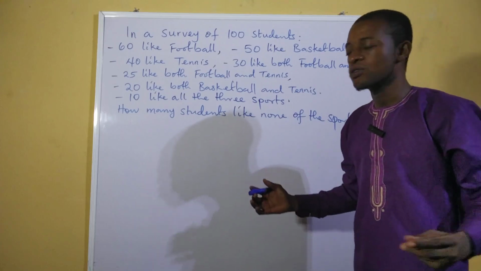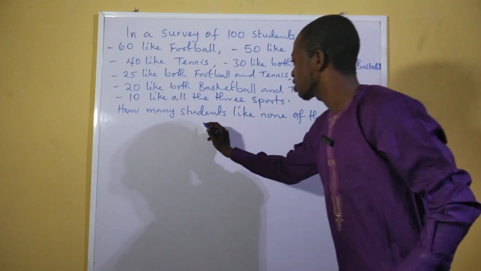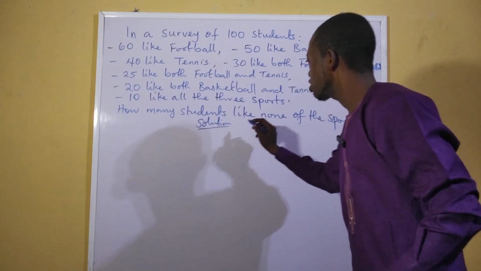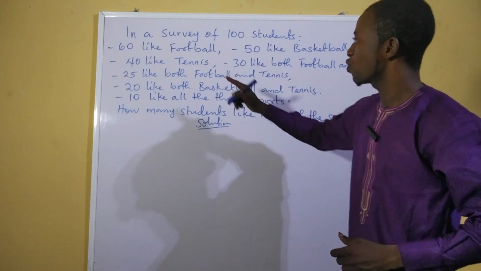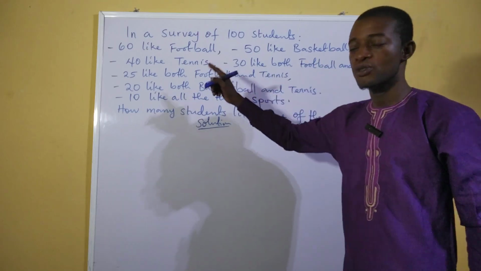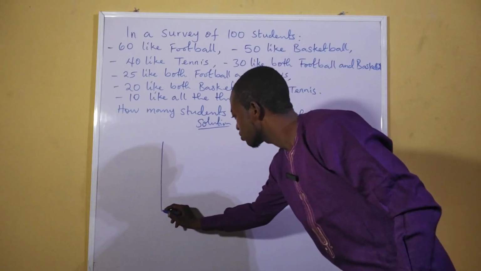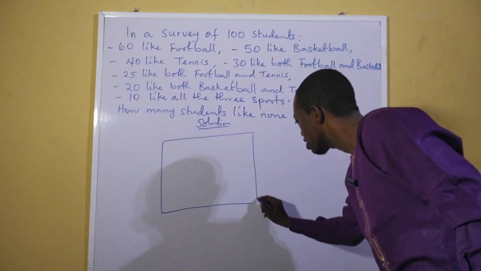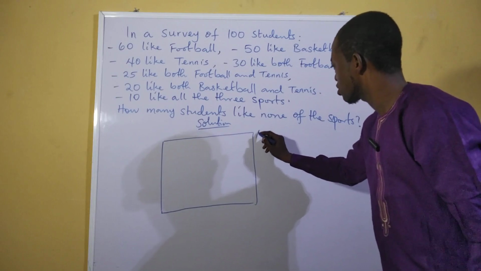We can make use of a Venn diagram in this kind of problem, and we'll be using the first letter for what we are dealing with. For football, we use F. For basketball, we use B. For tennis, we use T. And we have this as the universe set, and the total number of students is 100.